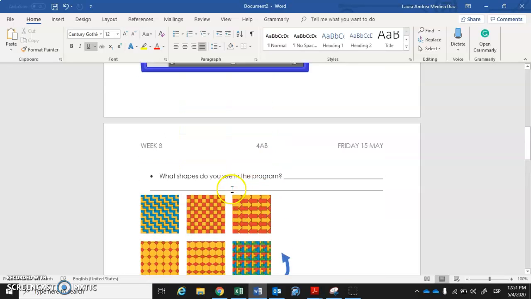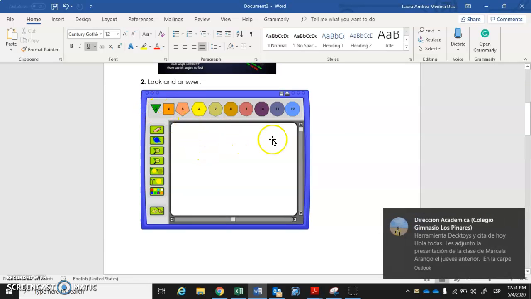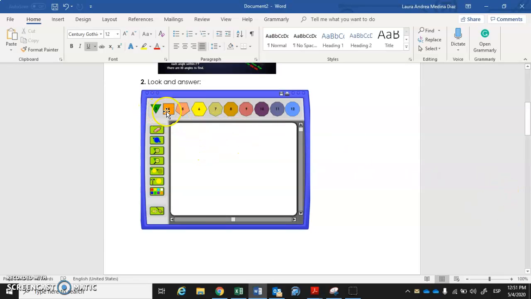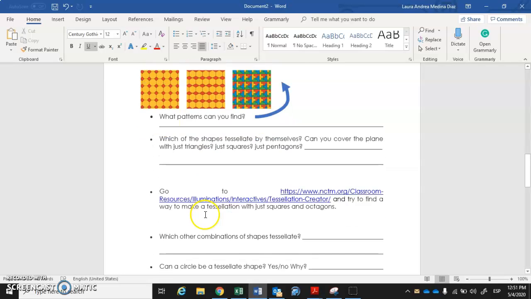So here you are going to analyze. What will happen if I put just triangles in here? Or if I put just squares here? So please analyze, think what could happen, imagine, and then you can write if it's possible to complete and fill the white paper with only those shapes.